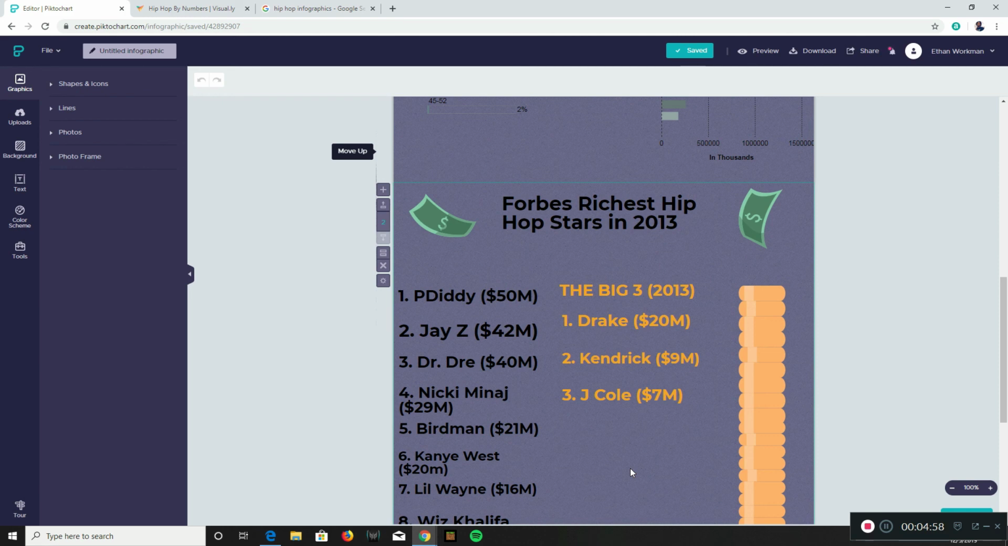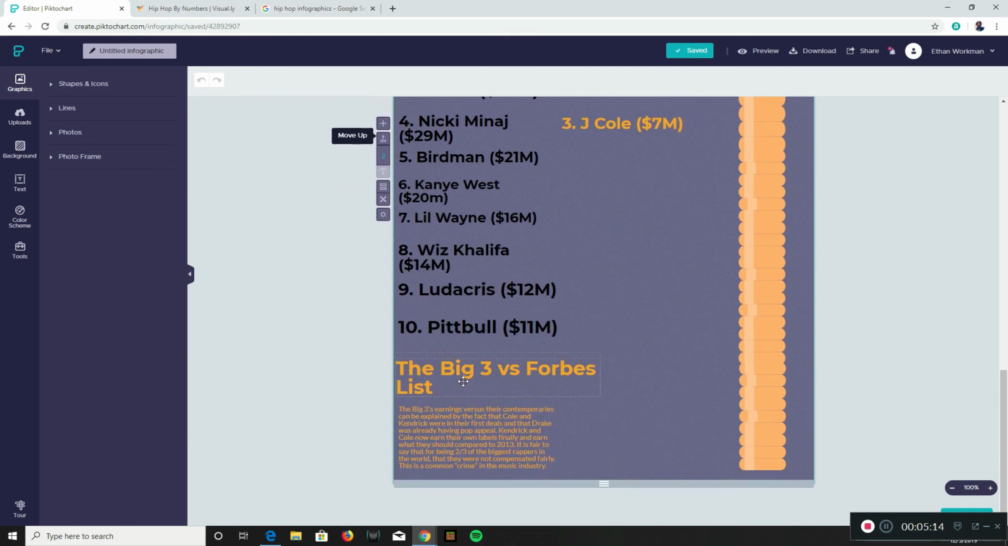Now all three of these artists own their own labels, and I have an explanation for it at the end of this infographic right here, and it shows the big three compared to the rest of the Forbes list, and you will be seeing that shortly. And there it is, and there is my explanation.